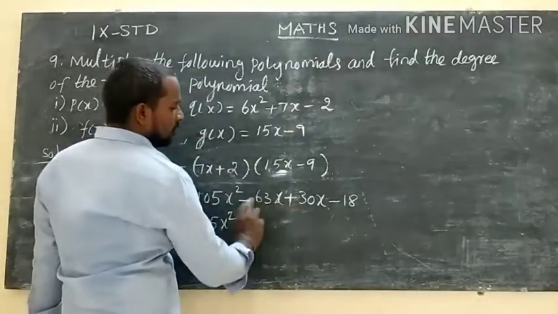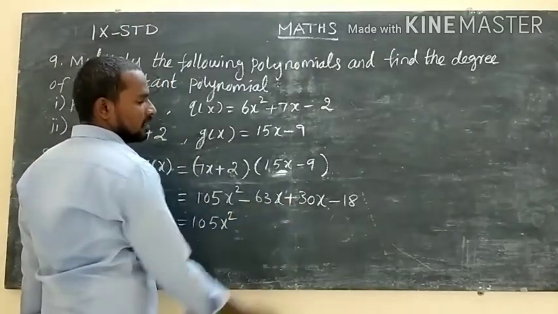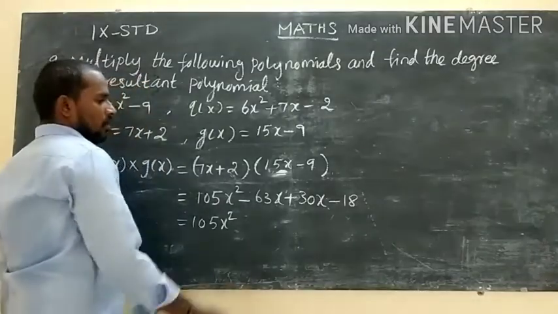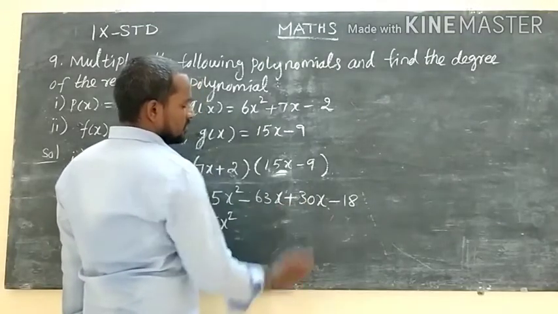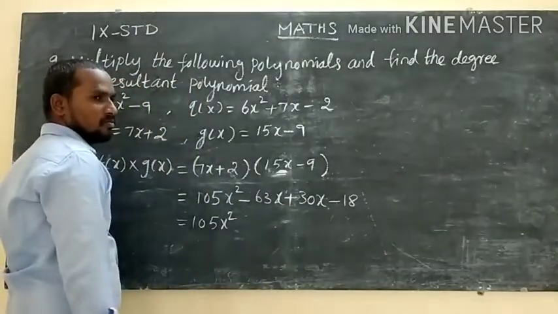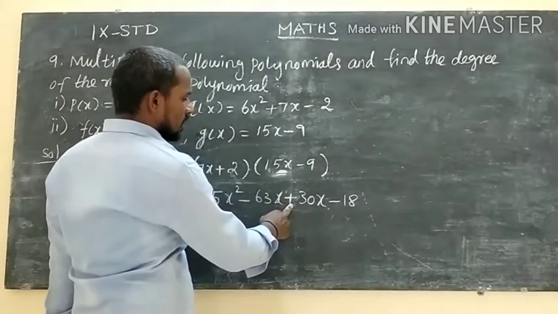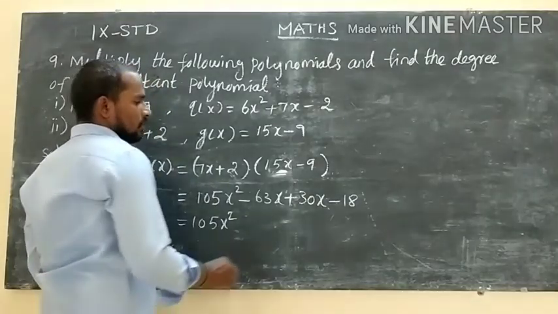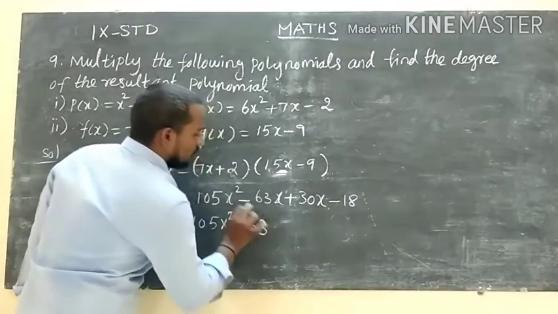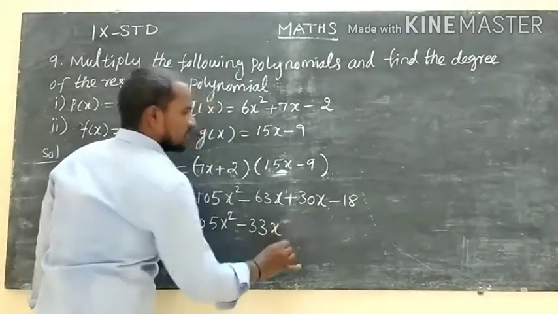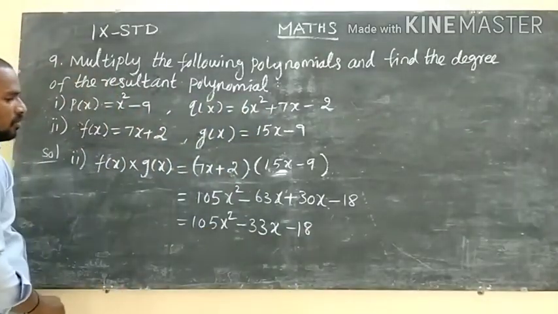Okay. Now different sign. The different sign makes it a subtraction. So subtract 63 minus 30 first. So we have 33. The different sign means subtraction. So making the subtraction, we get the answer. So 63 minus 30 is 33. The greater value's sign is minus. So minus 33x minus 18. So this is the resultant polynomial.